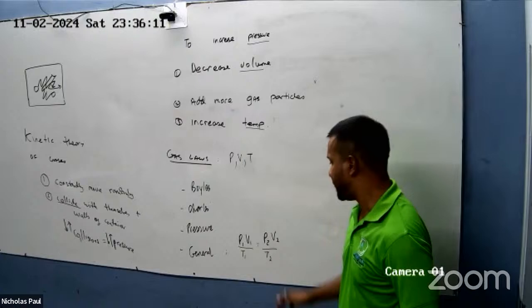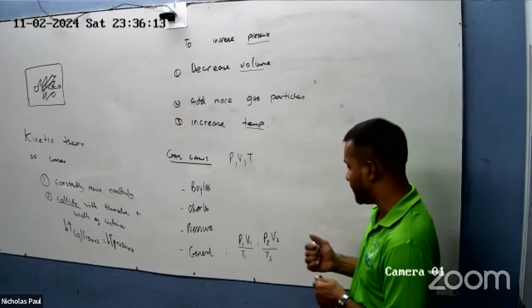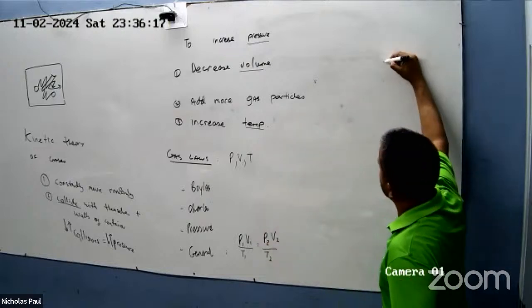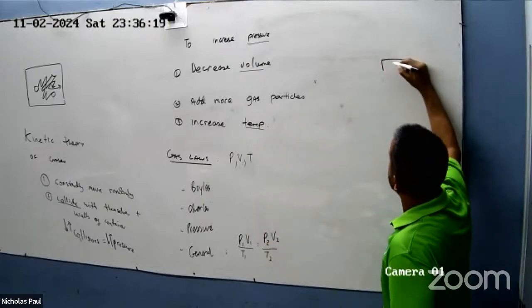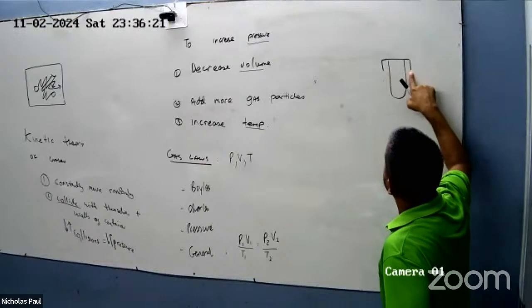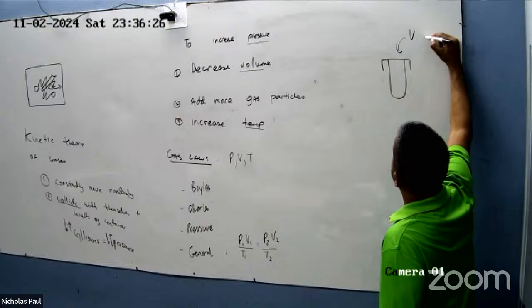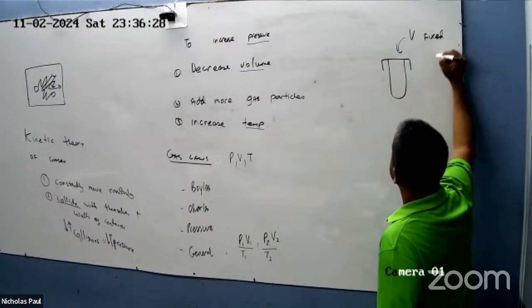Right. See what constant. Okay, so what you're saying. Let us say, let's do one actually, and then I will show you. Let's say I gave you a container, right? But the volume of the container is fixed. So the volume is fixed. Right?